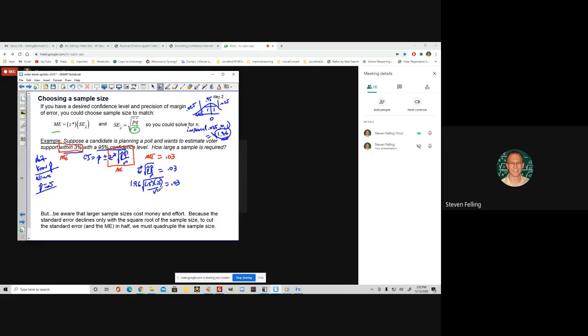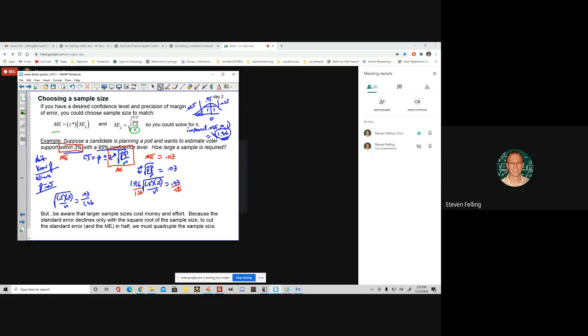So what I would do first is I would divide both sides by 1.96. Let me do the steps here. If you divide both sides by 1.96, I'll show this because sometimes people mess up this calculation. Then you'll get the square root of 0.5 times 0.5 over n equals 0.03 over 1.96, okay?